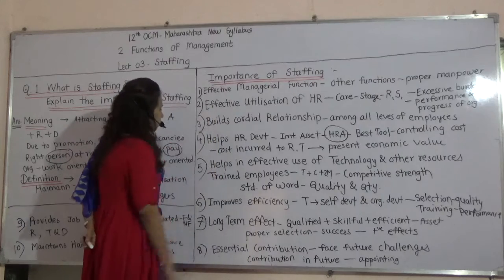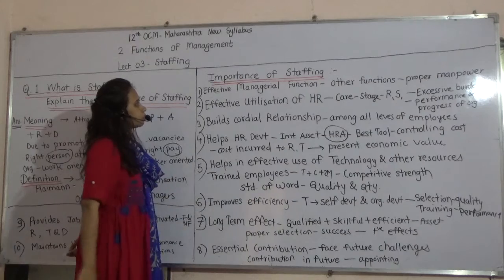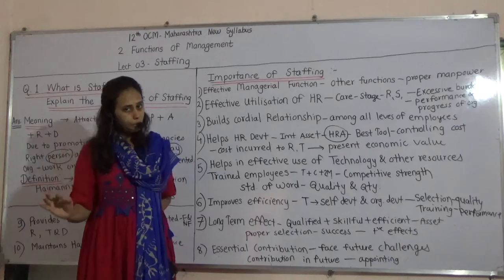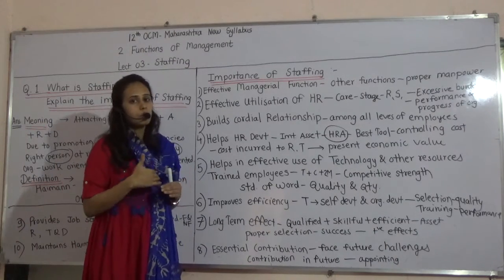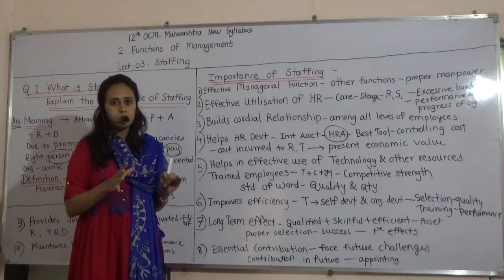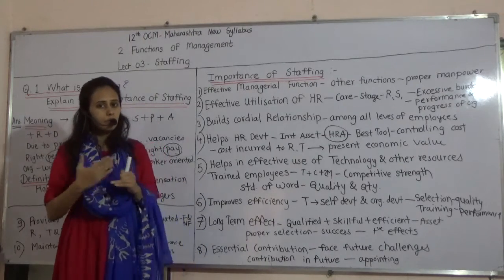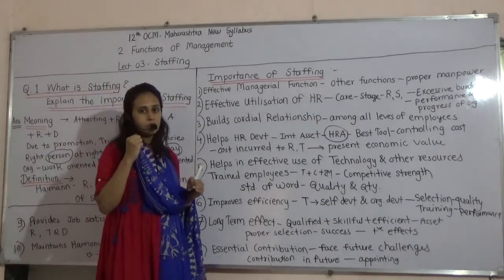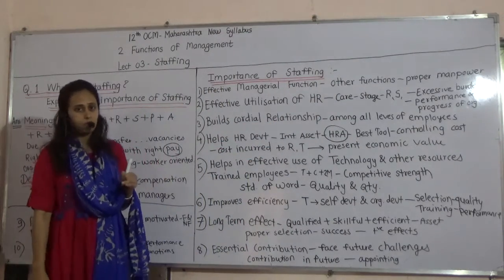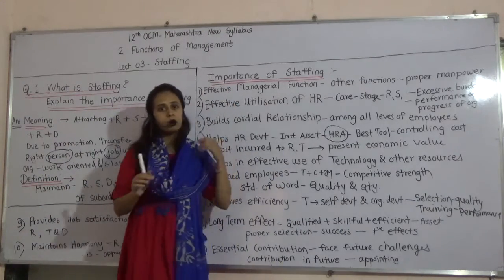Now let's quickly go through this importance. Why we need staffing in the management function? First importance is effective managerial function. See, if your staff is best, if your staff is competent, then only you are able to carry out other functions. For example, I have done a very good plan. I have organized all the things, man, machine, material, capital, labor, everything I am having. But to carry on the work, you need best staff. Your staff should be competent.